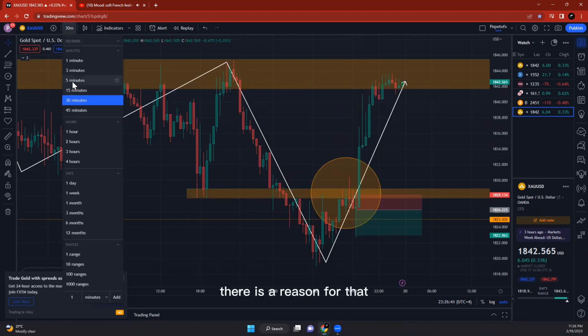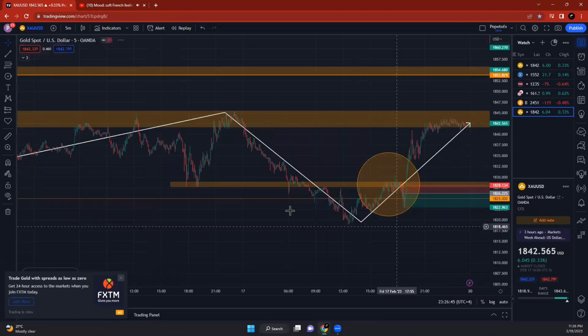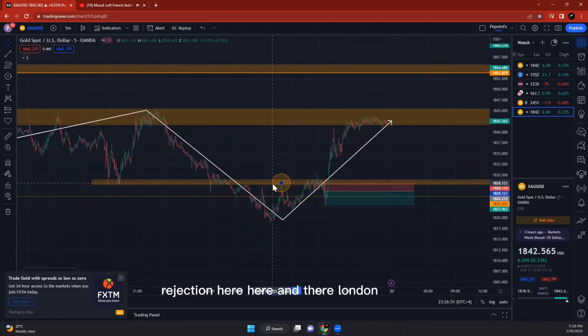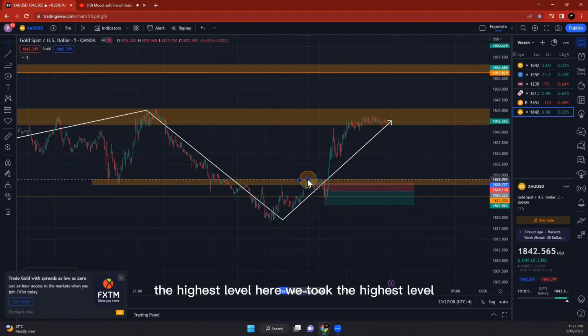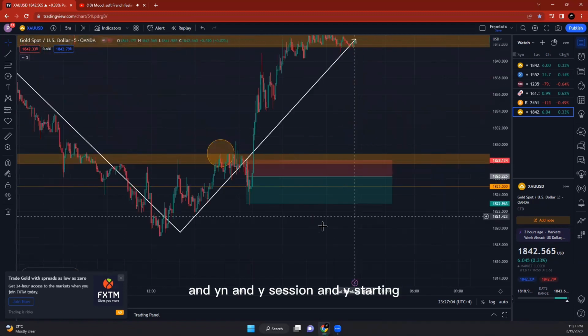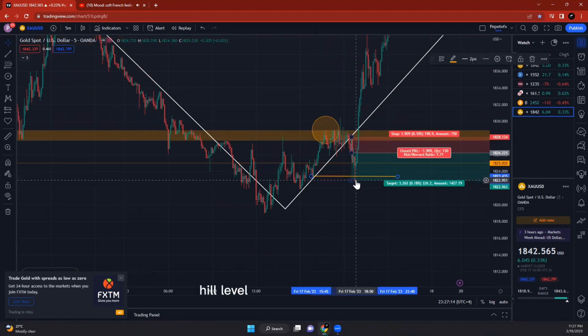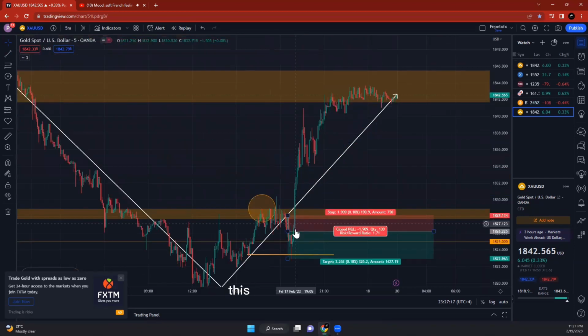There is a reason for that. If you go to 5 minutes, okay, this was the last rejection here during the London session, okay? So the highest level. Here, we took this highest level, PNY and NY session, NY starting. So which support took this one? Here. This was our major support. Key level, retest, and jump to the upside. So this is another pattern.